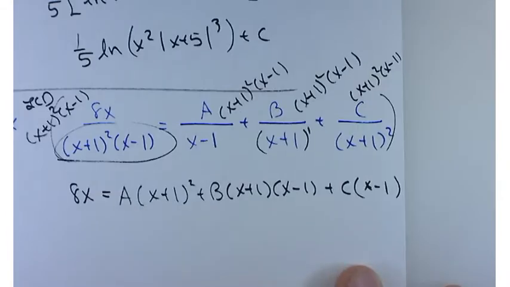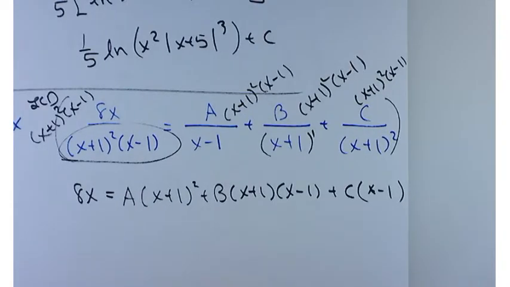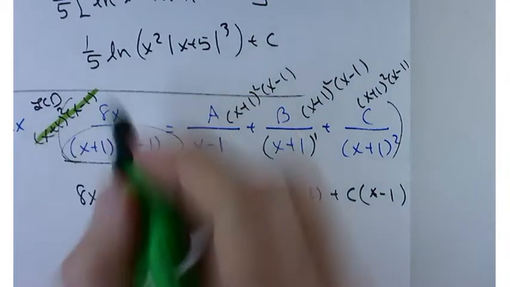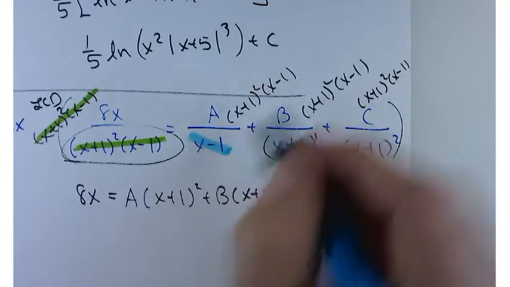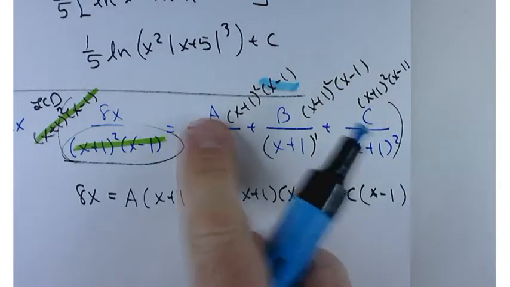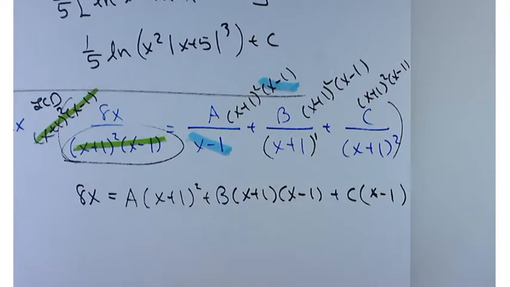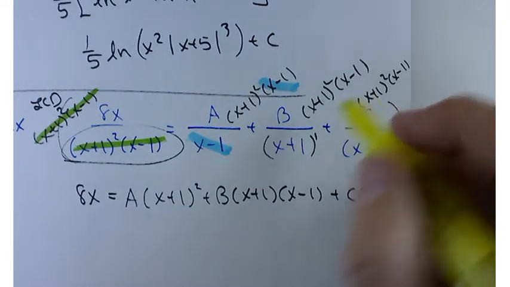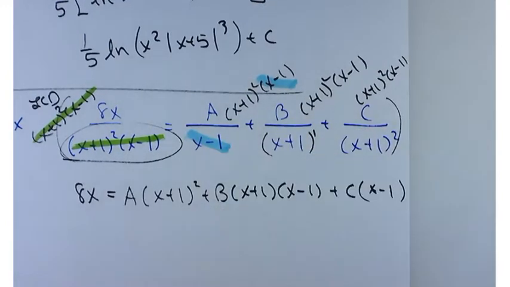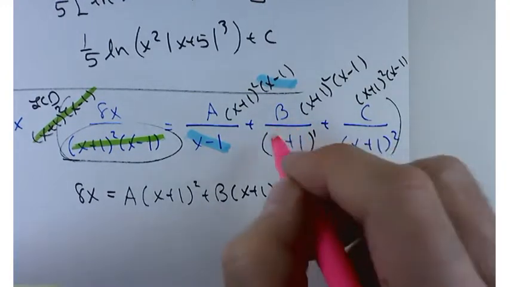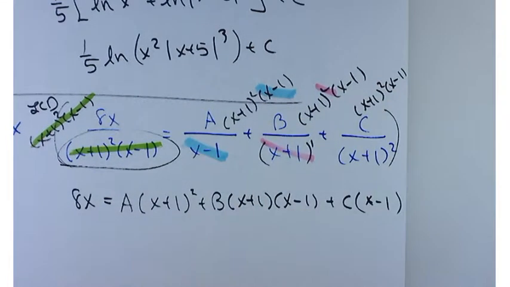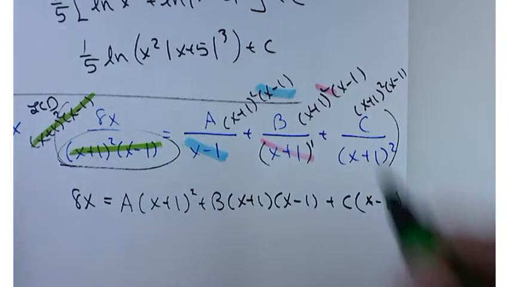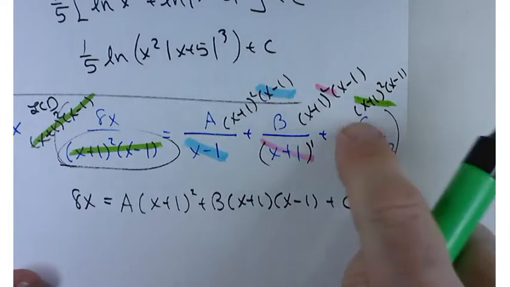So when I do that, I get everything here cancels with everything here. So I get 8x. I don't think there's any dispute about that. And then here, I get rid of the x minus 1. So that leaves me with A times x plus 1 squared. And then here, I get rid of one of these terms. So that will cancel with one of these. It leaves me with x plus 1 times x minus 1. And the last one, that whole term cancels, so it leaves me with C times x minus 1.